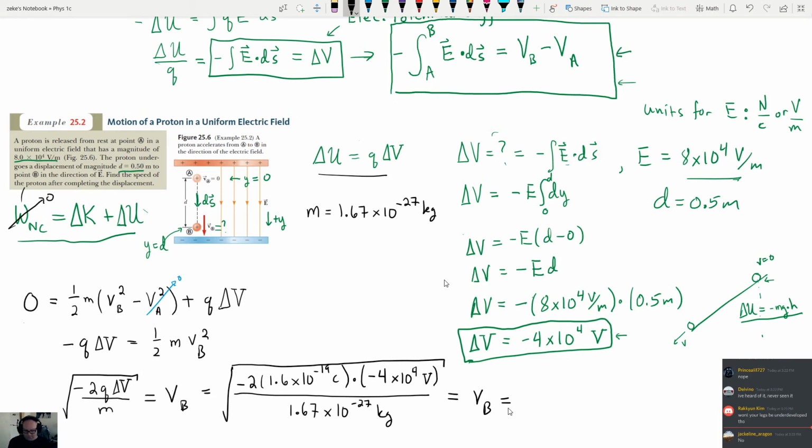All right. So I get, what do you all get for this one? It looks like it's going to come out like 2.8 times 10 to the 6. Yeah, I agree. So I got 2.8. We'll say 2.83 times 10 to the 6th meters per second. This is actually about 1% the speed of light.